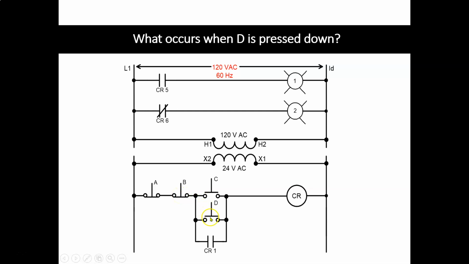Okay, so if I hit D, I'm going to have current going to my coil. It's going to energize, close these contacts, which is going to hold the circuit on. And these two contacts are going to change state. CR5 is going to close, CR6 is going to open. So turning on light 1 and turning off light 2.